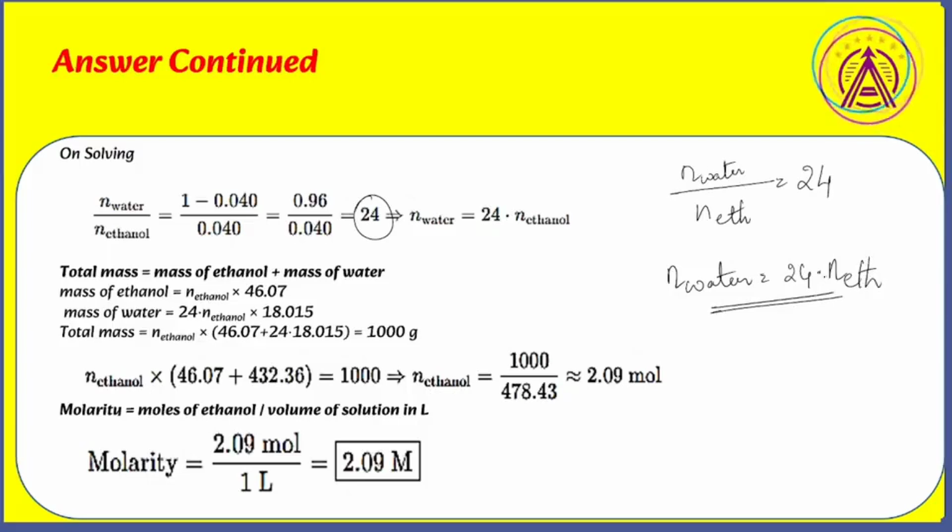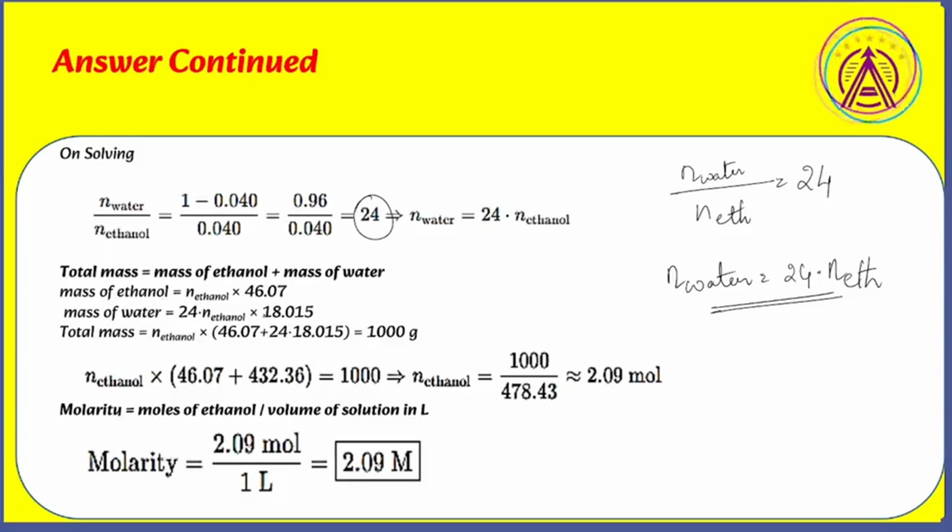Okay, now we'll see the total mass. Total mass is how much? We have 1000 grams. Why? Because we have considered the volume is 1 liter. So if it's 1 liter, we know density is 1, so definitely mass is also 1 kg. So that is nothing but 1000 grams.